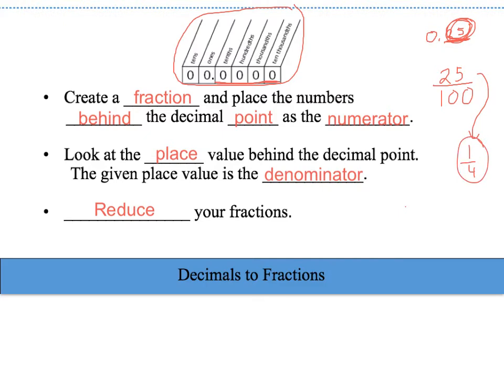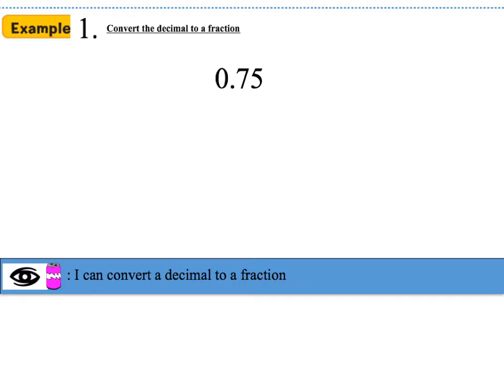So let's use these steps to solve the following examples. For example number one, it says to convert this decimal, 75 hundredths, into a fraction. The first thing I want to do is take note of the numbers behind the decimal. And I've got a 75. So I'm going to take that number behind the decimal and place that as my numerator. Then I want to look at my place value itself. So the numbers behind the decimal are in the place value of the hundredths.